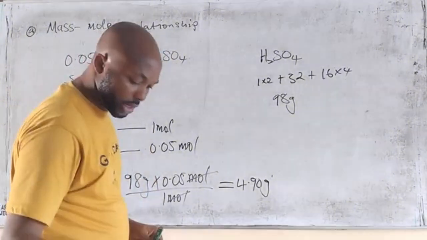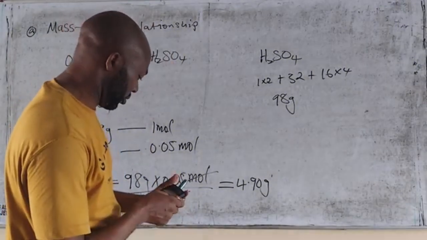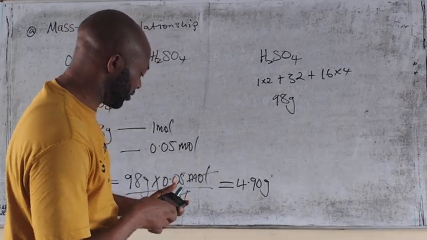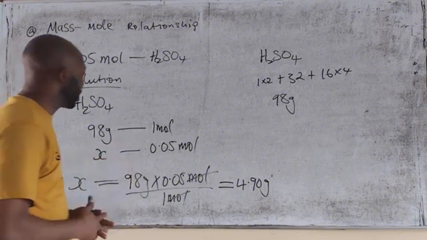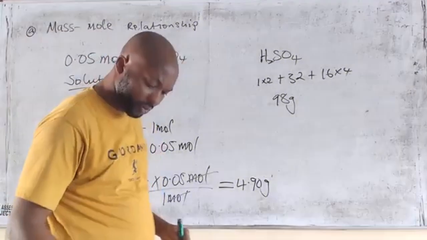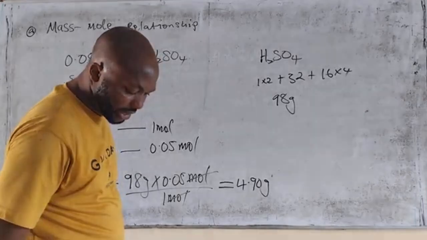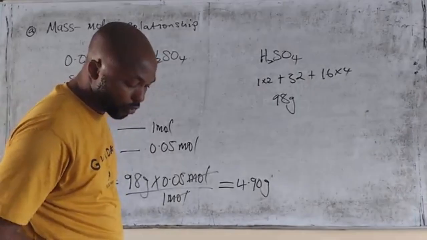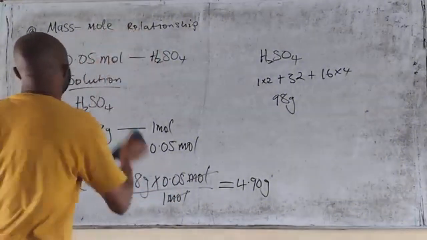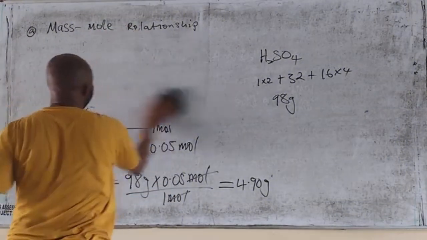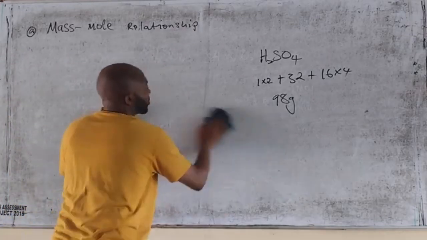Okay, 98 times 0.05. Am I right? Yeah. 4.9. Okay, that's correct. Let's move on to the next question. Calculate in grams the mass of this mole of gold. Aurum is gold. So let's clean the board. Question number 3 on mass-mole relationship.